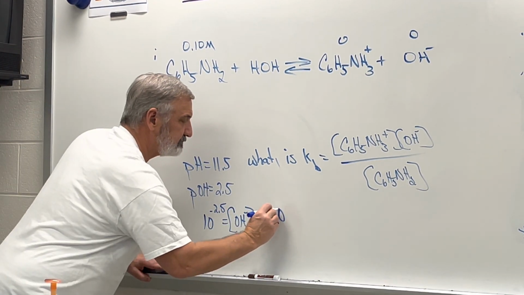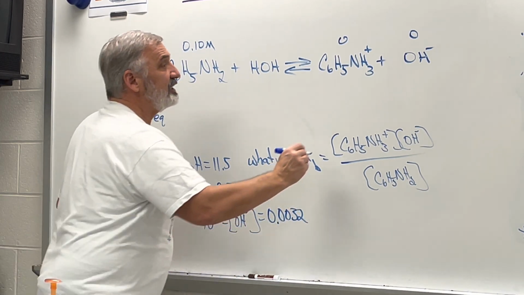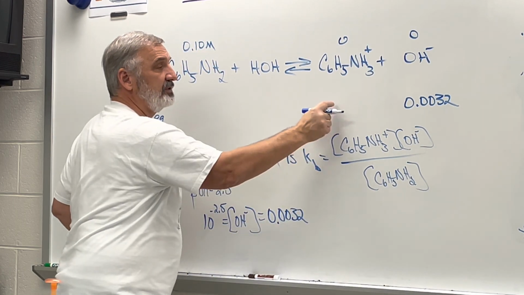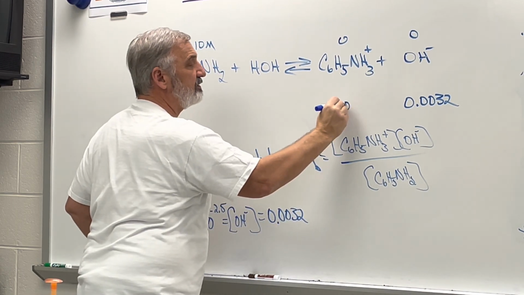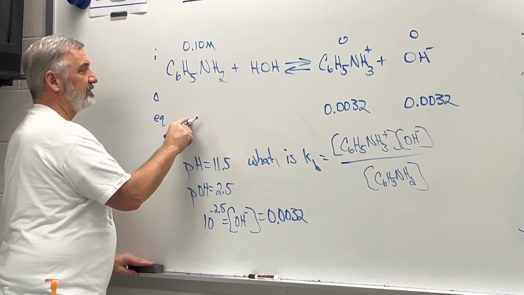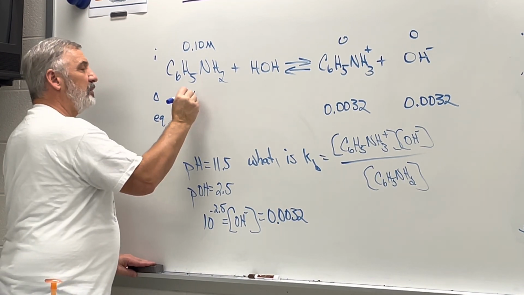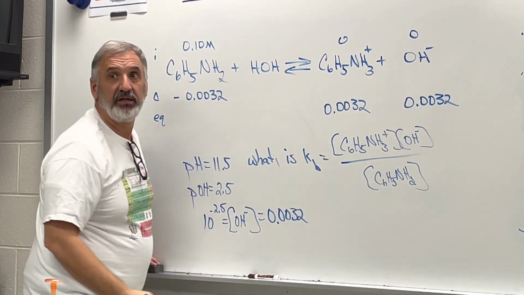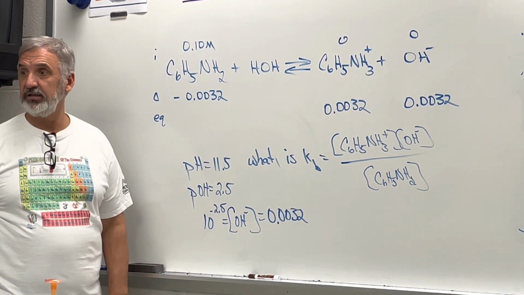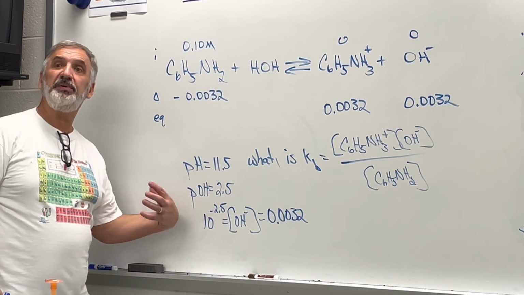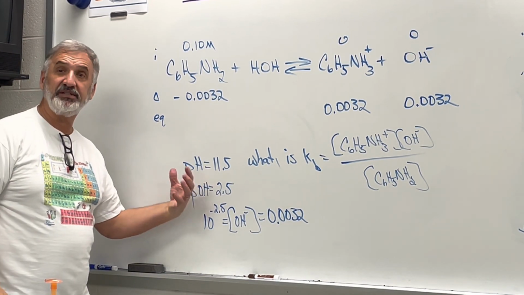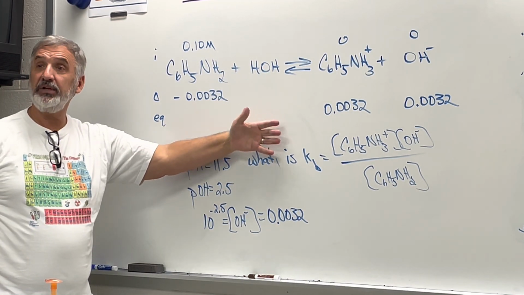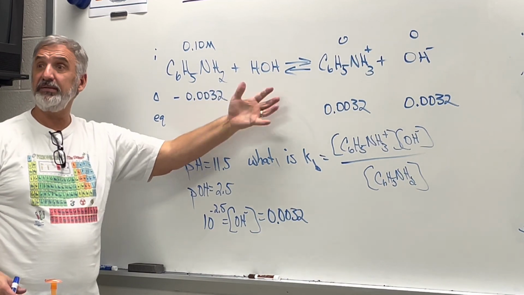0.0032, good. Okay? So that tells me at equilibrium, this is 0.0032. What does that make this one? 0.0032. What does that make this one? Minus 0.0032. So that's what you put into here, and you can get your value of Kb. So if you know the pH, you know the pOH. If you know the pH, you know the H+. If you know the pOH, you know the OH minus. This is just like our equilibrium. We did it a lot with acids. We didn't do very many with bases.